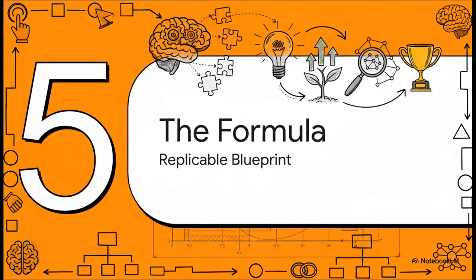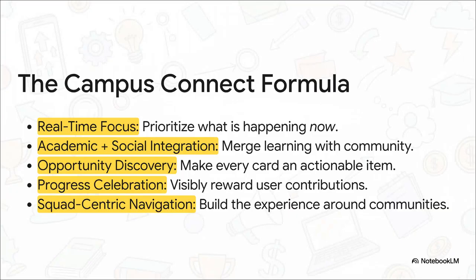So, let's pull this all together. After looking at all these pieces, what's the actual blueprint? What's the formula that we can learn from and maybe even apply ourselves? Well, here it is. The whole thing starts with a focus on real time. What's happening right now? Then, it's about making everything an opportunity to discover something new and take action. Every action you take is then rewarded through progress celebration. And this all happens inside your communities or squads, blending the academic world with the social one. Each piece just feeds into the next, creating this really powerful cycle of engagement.